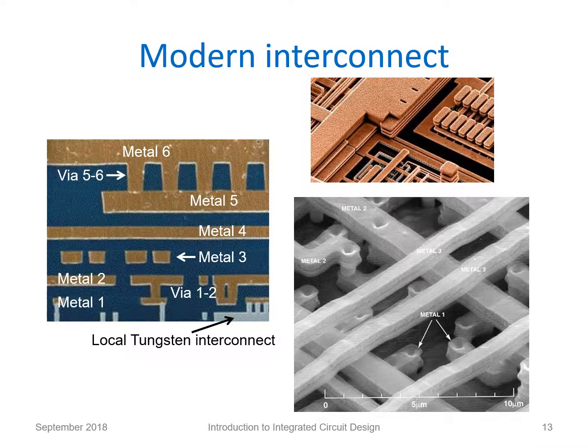This slide shows some different views of modern interconnect. On the left-hand side, we can see a cross-sectional view of a 6 metal layer CMOS process with local tungsten interconnect at the bottom level and 6 copper metal layers on top of that. We can see that the bottom layers for local interconnect are thin and narrow, while metal layers for global interconnect are getting wider and thicker as we move upwards in the hierarchy.